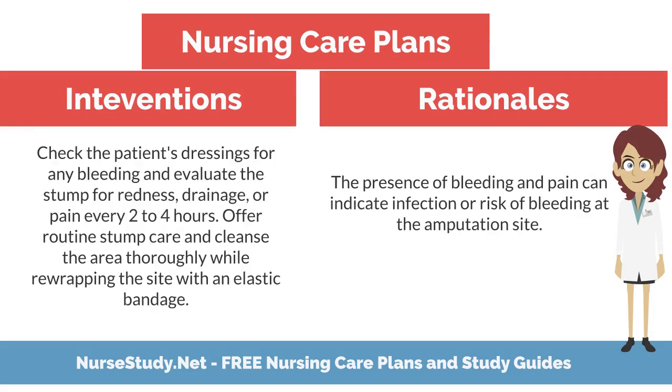Intervention: Check the patient's dressings for any bleeding and evaluate the stump for redness, drainage, or pain every 2 to 4 hours. Offer routine stump care and cleanse the area thoroughly while rewrapping the site with an elastic bandage. Rationale: The presence of bleeding and pain can indicate infection or risk of bleeding at the amputation site.